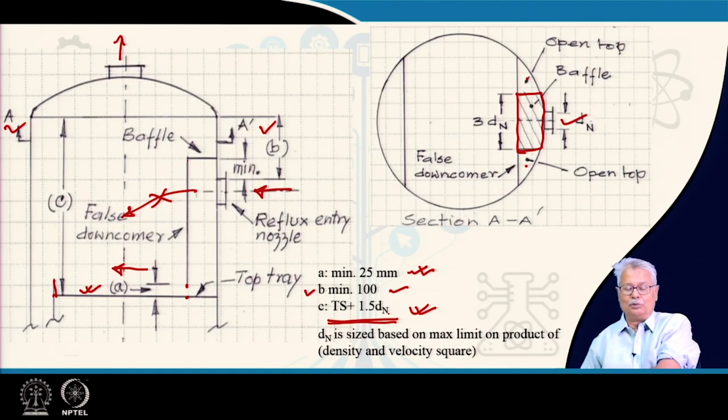Now, the question comes, how do I know DN, the nozzle diameter? It is based on the maximum limit on the product of density and velocity square, which we will see later when we talk about the vessel sizing and the vessel fittings.